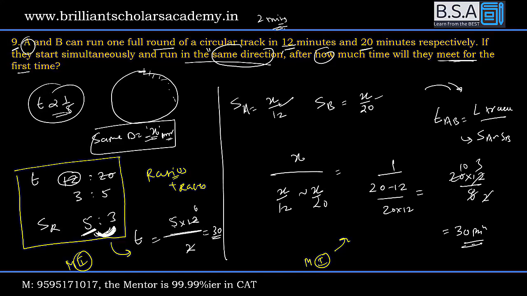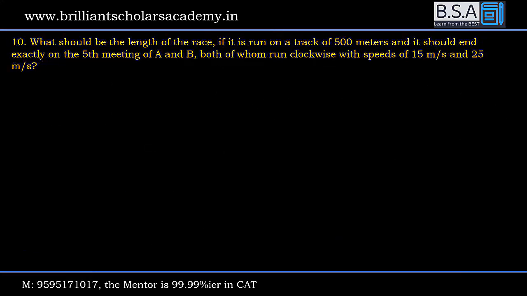Done with this? Chalo. What should be the length of the race if it is run on a track of 500 meters and it should end exactly on the fifth meeting of A and B, both of whom run clockwise with the speed of 15 and 25 meters per second?